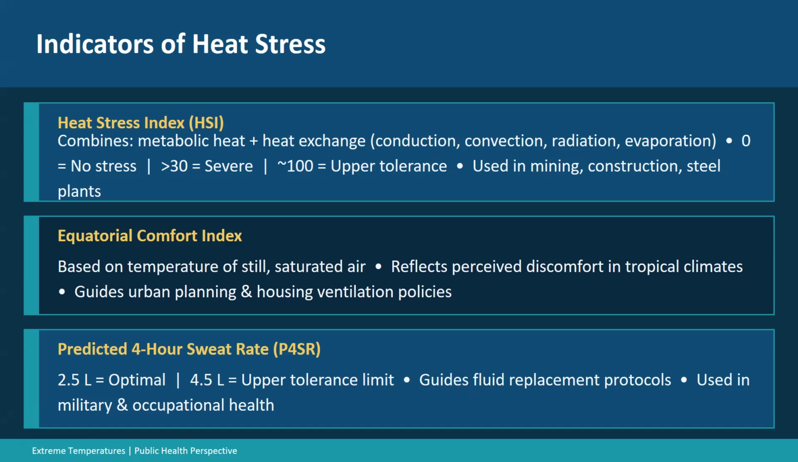And then the second one is equatorial comfort index, which is based on temperature of still and saturated air. It reflects perceived discomfort in tropical climates, and it guides the urban planning and housing ventilation policies. Third one is predicted 4-hour sweat rate, P4SR. This indicates that if the sweat rate is 2.5 liter, this is optimal, and if it is 4.5 liter, then this is the upper tolerance limit. This guides about the fluid replacement protocols and is used in military and occupational health.